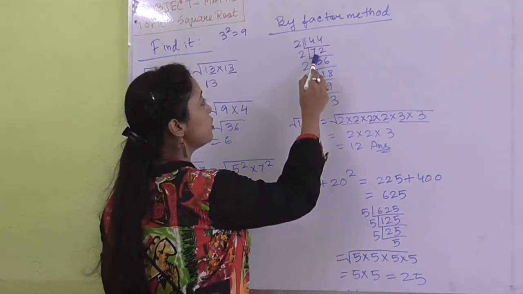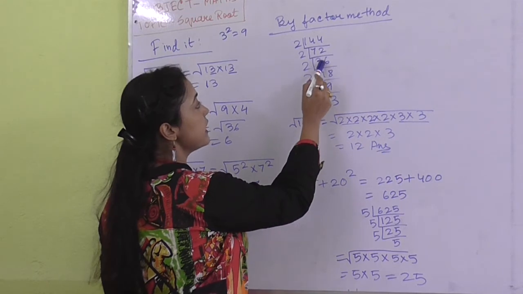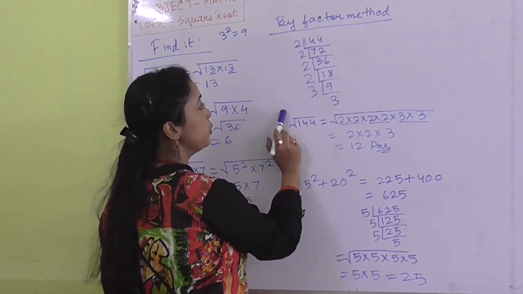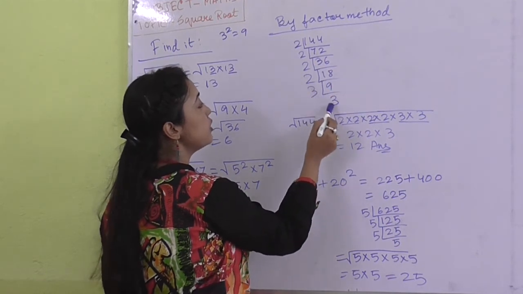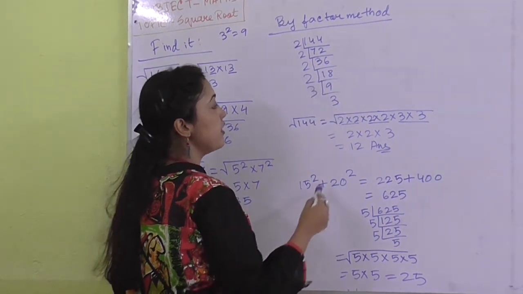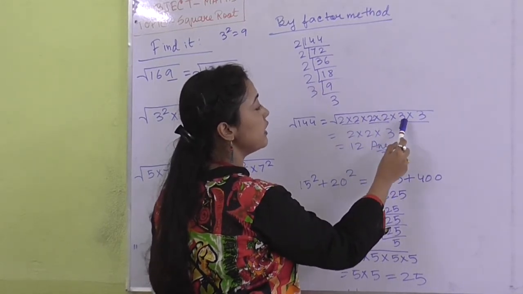So 272 is coming as 144, and 2 into 36 is coming as 72. 2 18s is 36, 2 9s is 18, and 3 into 3 is 9. So in this way we are getting 2 into 2 into 2 into 2 into 3 into 3.